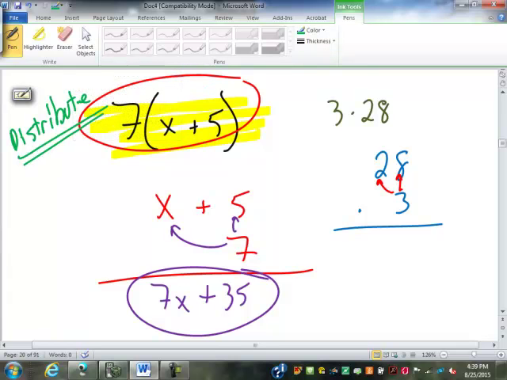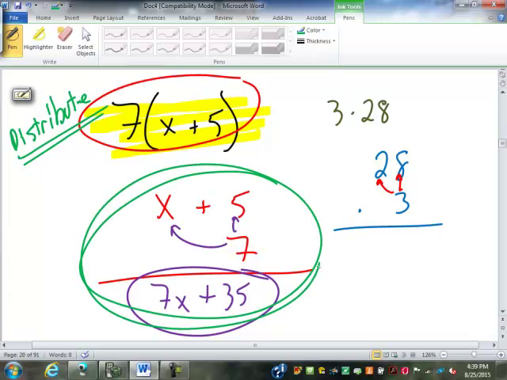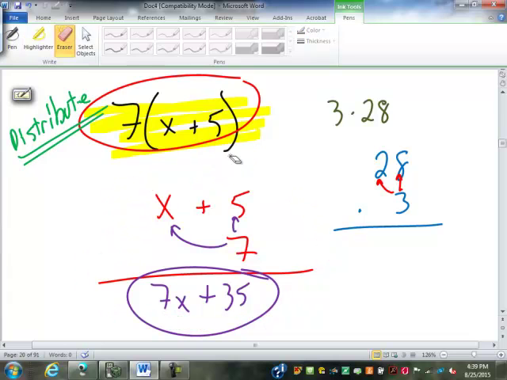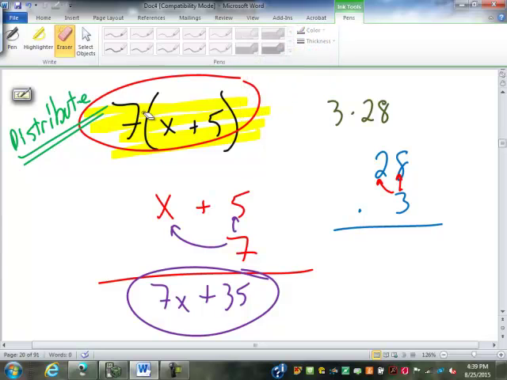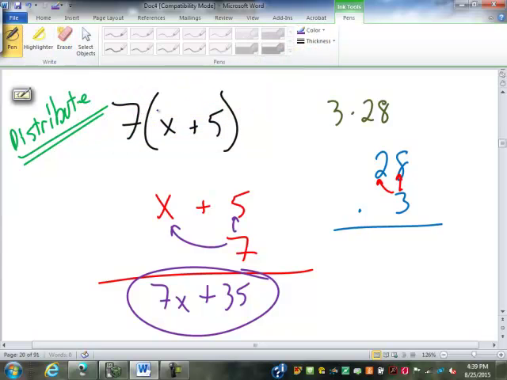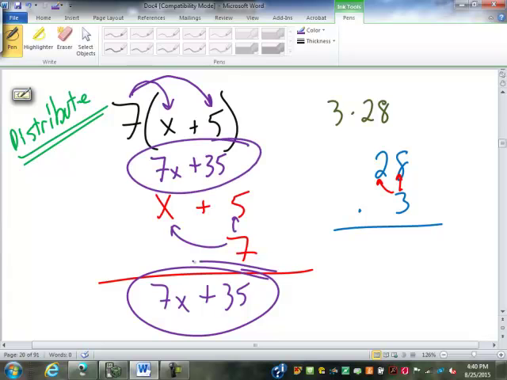Distributing is nothing more than a shortcut for what I just did here. This is the real way of multiplying that out. But many algebra books take a shortcut where they say when you have a problem like this, you distribute. 7 times x is 7x. 7 times 5 is 35, and it's a positive 35. Notice we get the same answer.